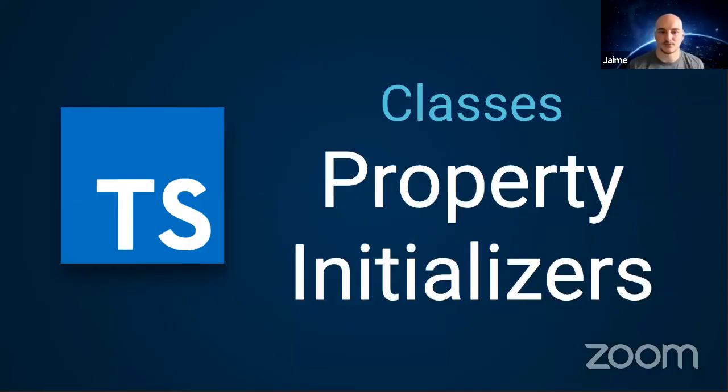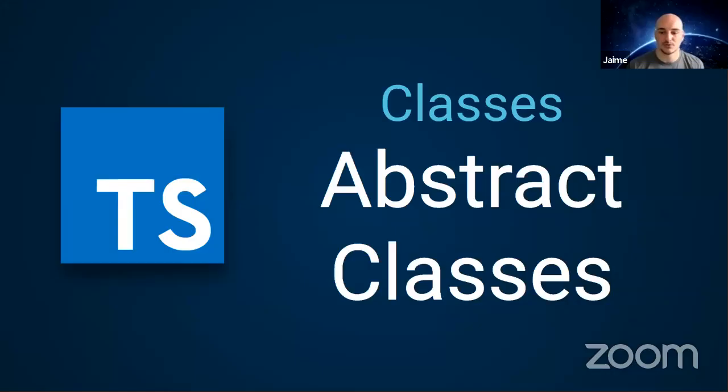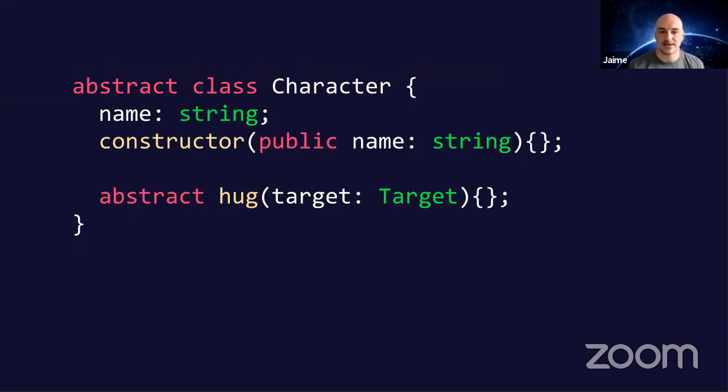Yeah, these are super helpful. Property initializers, this is how you do it. You have this syntactic sugar in TypeScript to initialize, write in the constructor new members. You all know about this. I'm going to jump over it. Abstract classes, also different, only available in TypeScript.